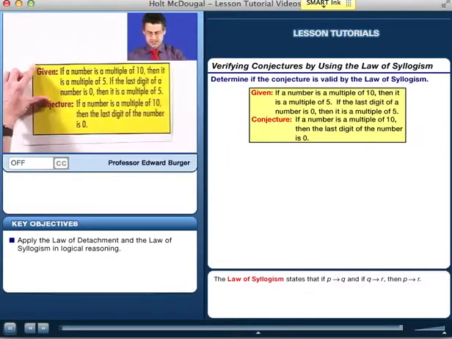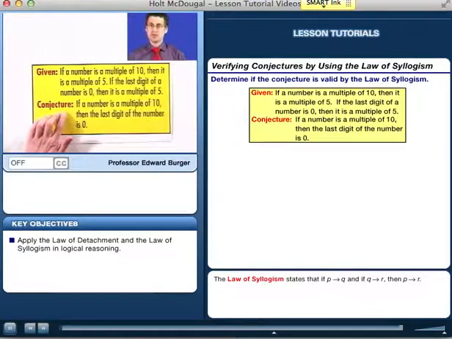How about this one? The given to be true is the following. If a number is a multiple of 10, then it is a multiple of 5. We also know the conditional statement that if the last digit of a number is 0, then it is a multiple of 5. The question is, can we use those two things and the law of the syllogism to prove the conjecture that if a number is a multiple of 10, then the last digit of the number is 0?